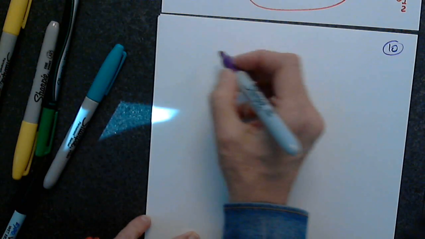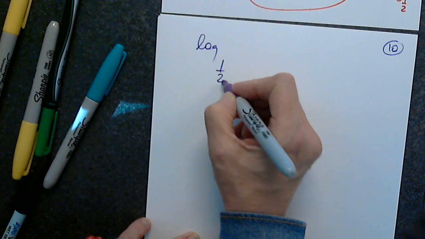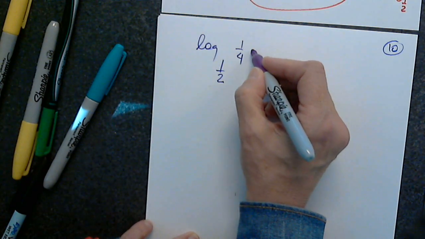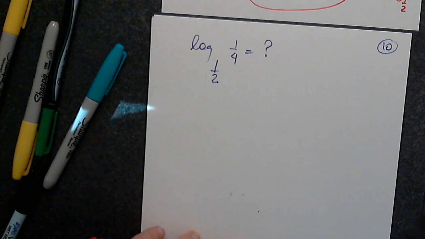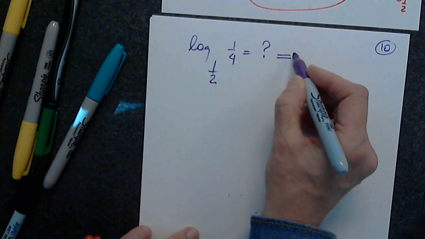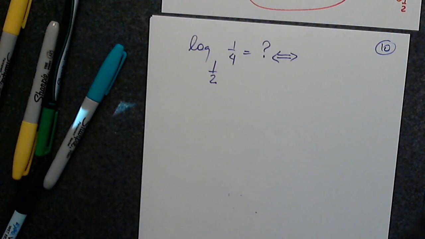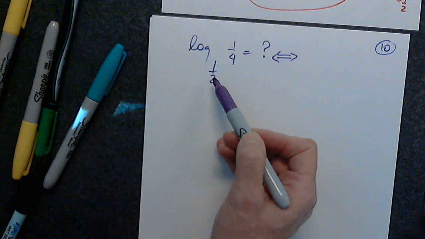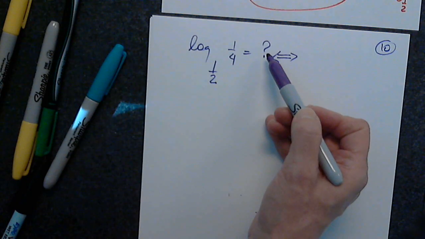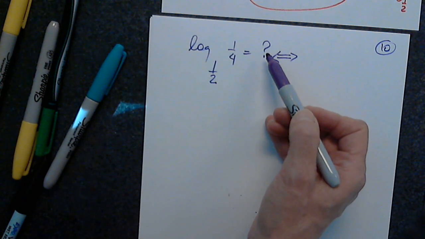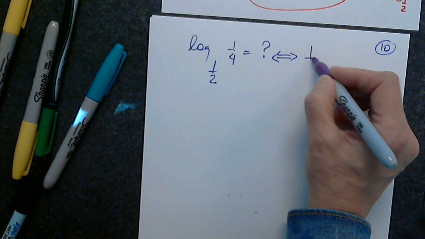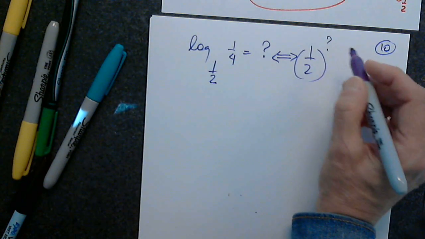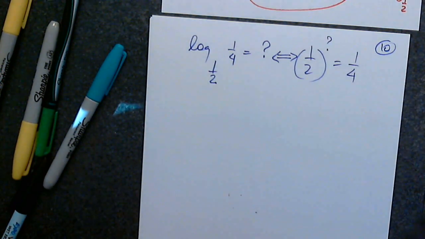So log base 1/2 of 1/4 is a number unknown. I don't know what it is. But I know that this log equation can be changed into an exponential equation. 1/2 raised to whatever that I don't have yet must equal 1/4. Counterclockwise, 1/2 raised to I'm not sure equals 1/4.